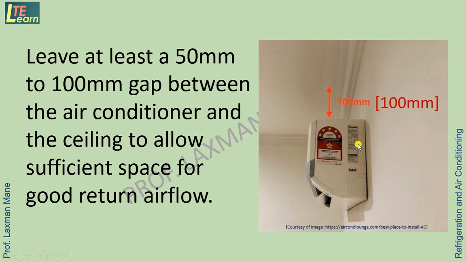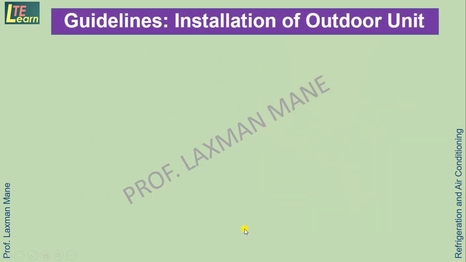There should be a gap of at least 50 mm to 100 mm between the air conditioner and the ceiling to allow sufficient space for good return airflow, which will produce better air circulation inside the room.